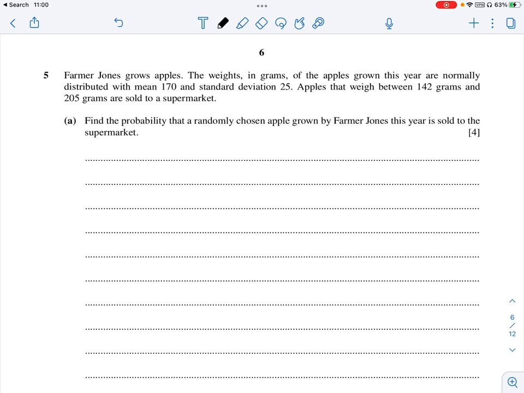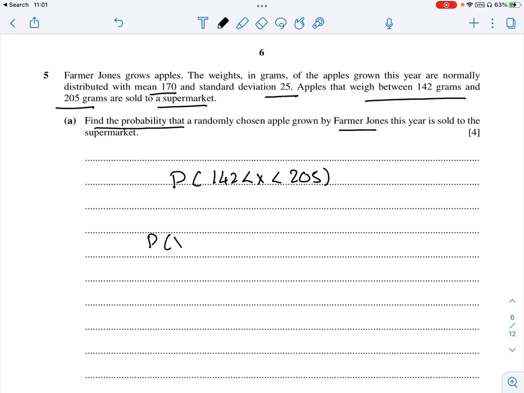Coming to question number 5. Farmer Jones grows apples. The weights in grams of the apples grown are normally distributed with mean 170 and standard deviation 25. Apples that weigh between 142 grams and 205 grams are sold to the supermarket. Find the probability that an apple grown by Farmer Jones this year is sold to the supermarket. So the probability that X lies between 142 and 205.